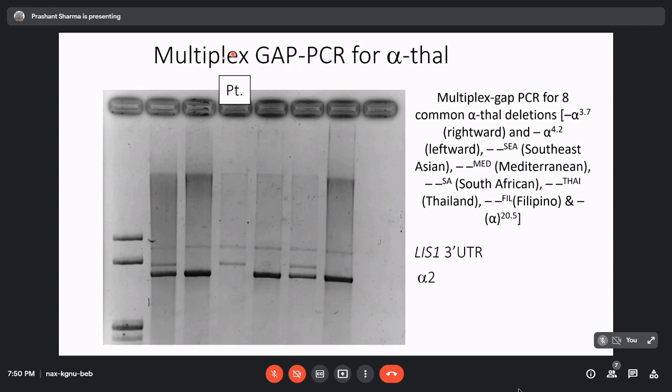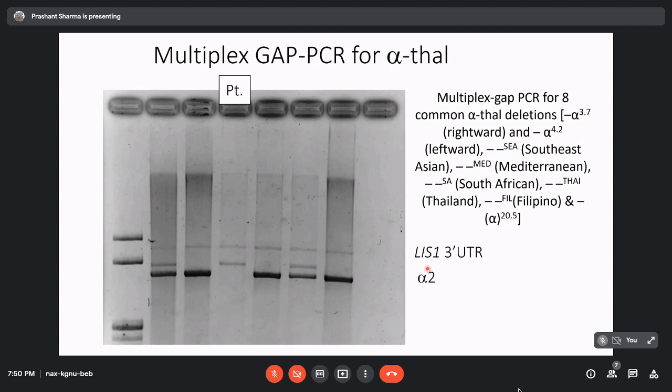The other good part about this PCR is that you can multiplex it, which means that in a single PCR reaction, we can test for 8 common alpha thalassemia deletions, which are minus alpha 3.7 and 4.2. The rightward and leftward will come up later in the class. The deletions of Southeast Asian, Mediterranean, South African, Thai, and Filipino type, as well as a very large 20.5 kb deletion.